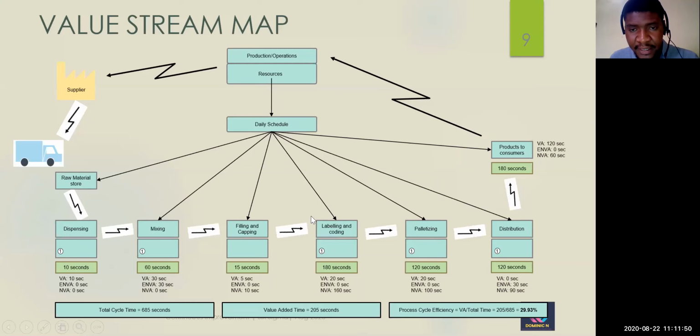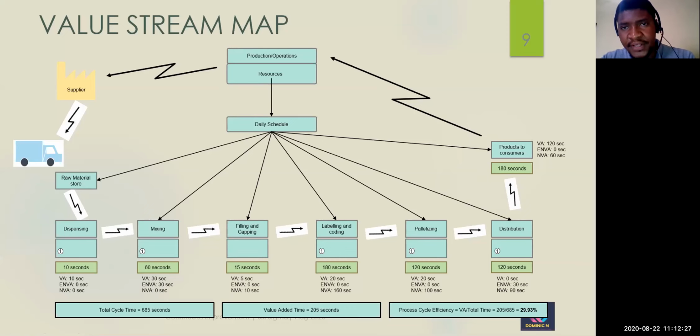If you look at your non-value adding time at this point of our process, that's the labeling, it's 160 seconds. So if you look at this process closely, you see your constraint is more at your labeling and coding, where you have the highest non-value adding time. Also in palletizing, you have 100, and in distribution, you have a non-value adding time of 90 seconds. So when you look at all of this, it tells you where your waste is. After drawing this, it's very easy to identify that most of my waste happens from when I start labeling to my distribution phase.